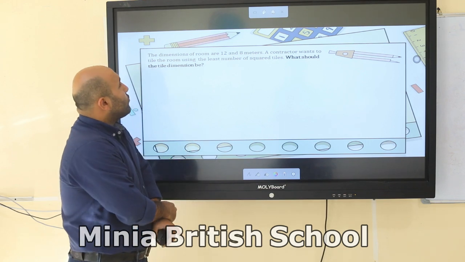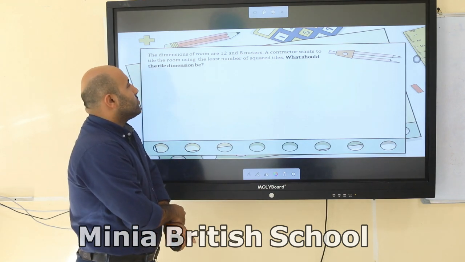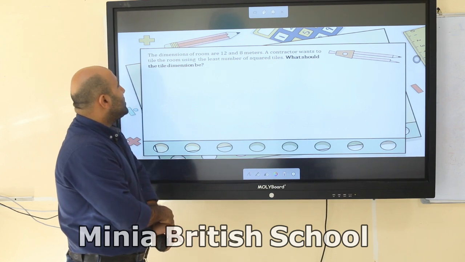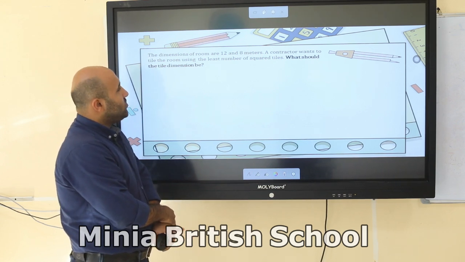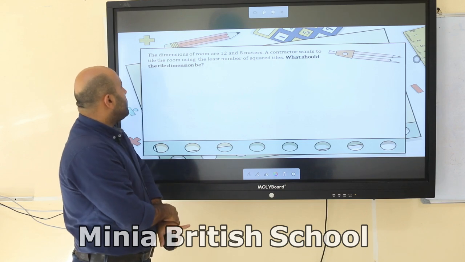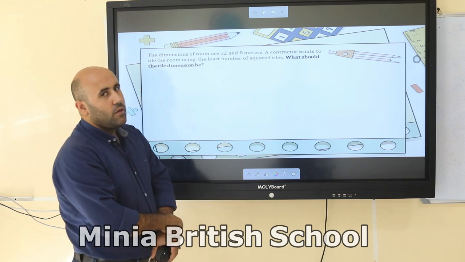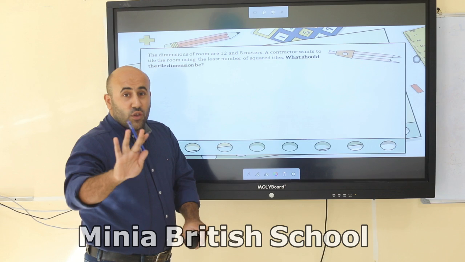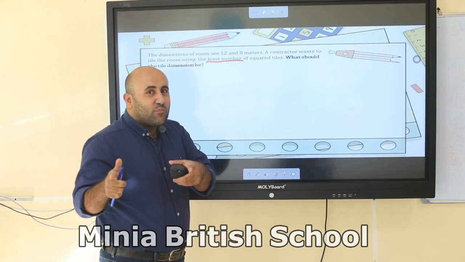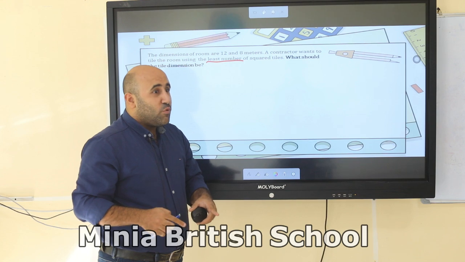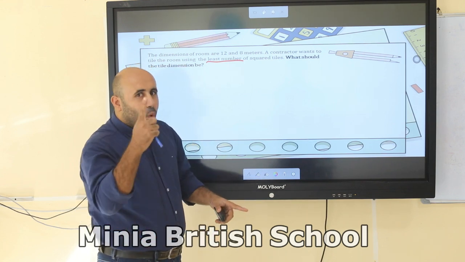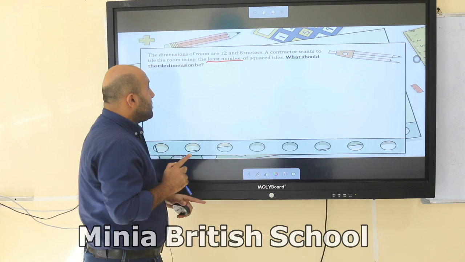The dimensions of a room are 12 and 8 meters, and a contractor wants to tile the room using the least number of square tiles. What should be the tile dimension? One of you will say, I got the least number, so I will use the LCM. In this case, I will tell him that's wrong. Why? Be careful with this.